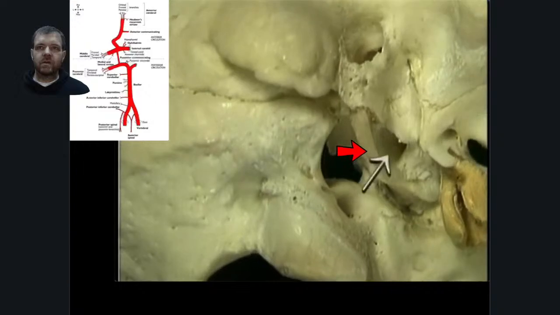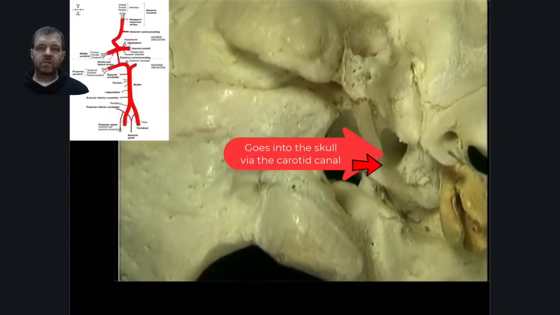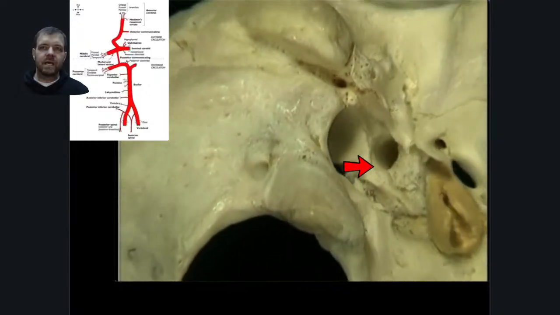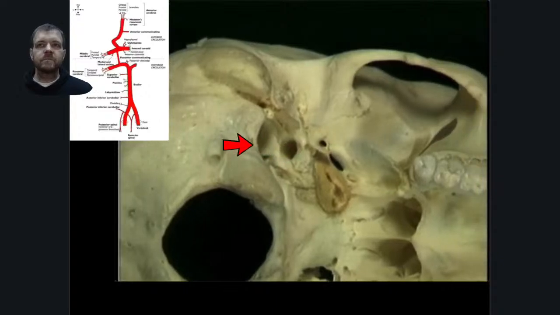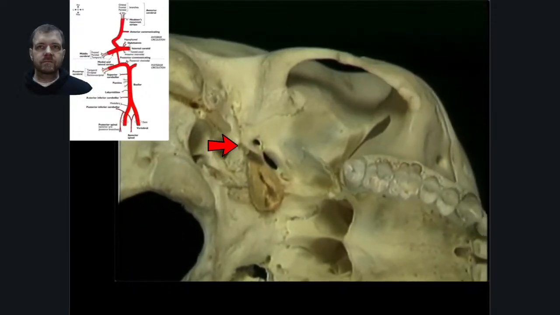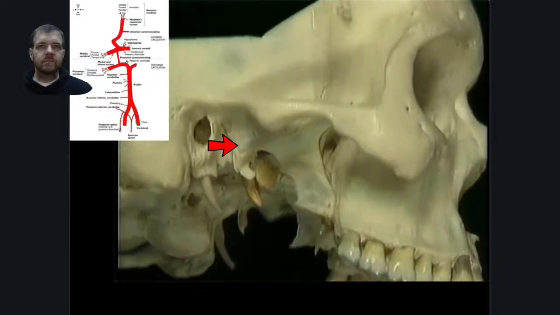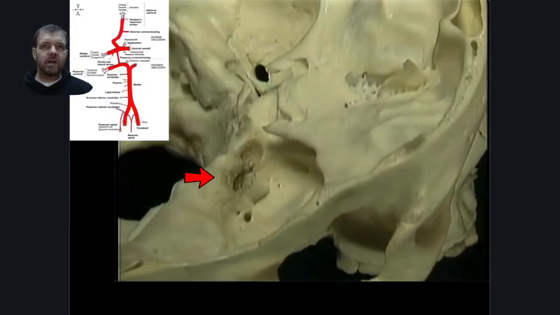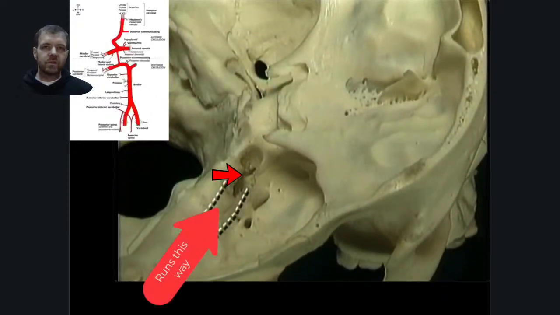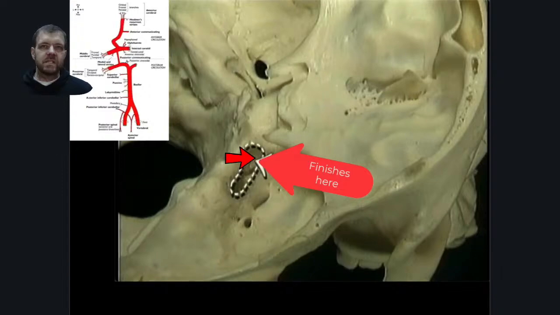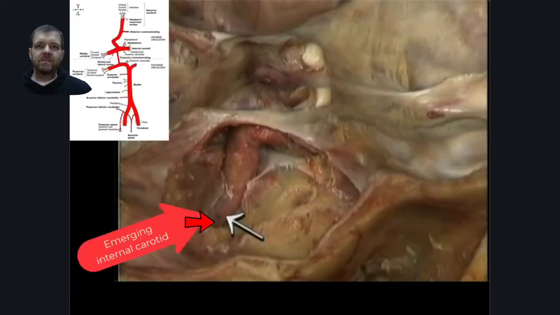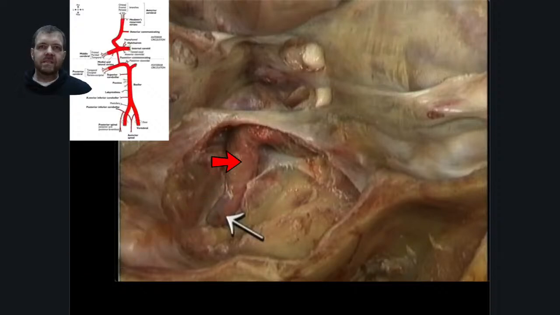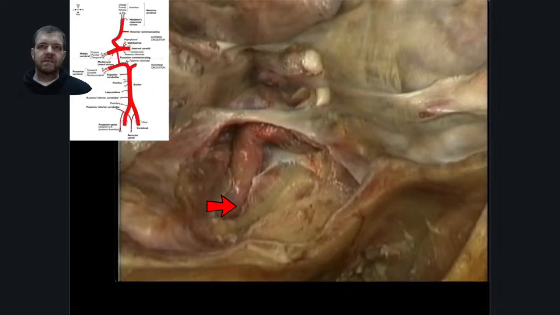So there's your styloid, and then there's the hole for the internal carotid artery. So it's right at the base of the skull. And then if we flip the skull over, that's where it comes through and finishes here. Okay, so at the base of the skull, there it is coming through there. So that's the internal carotid.